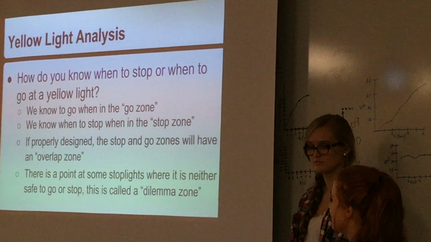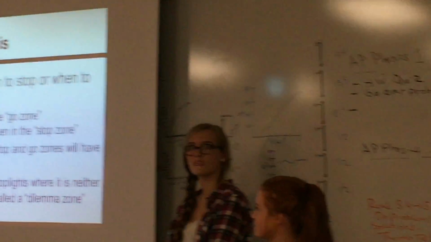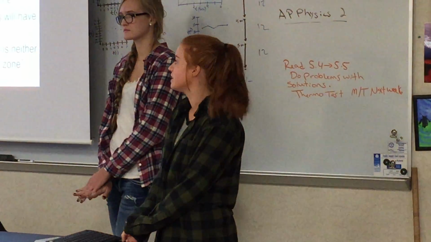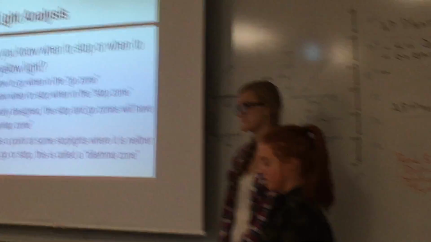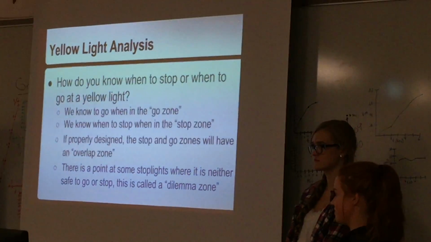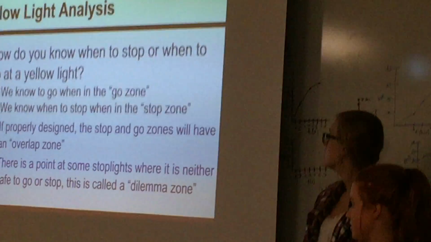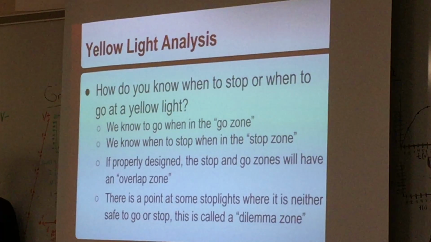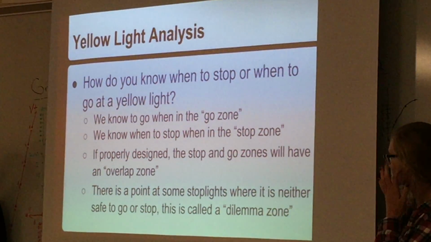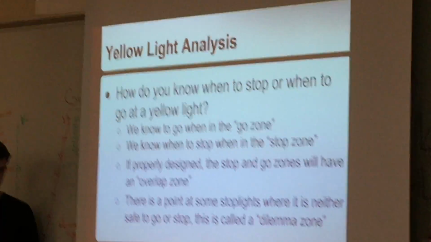Okay. Yellow light analysis. It tells you whether to stop or go at a yellow light, and the area where you go is the go zone. Where you stop is the stop zone. And if properly designed, the stop and go zones will overlap. Although at some stoplights there is an area called the no-limit zone.